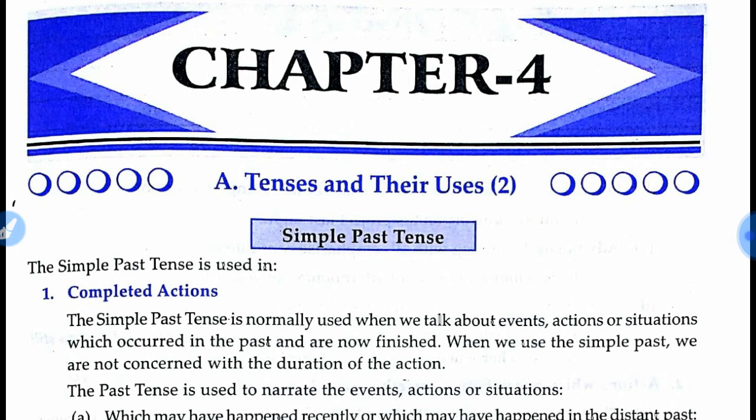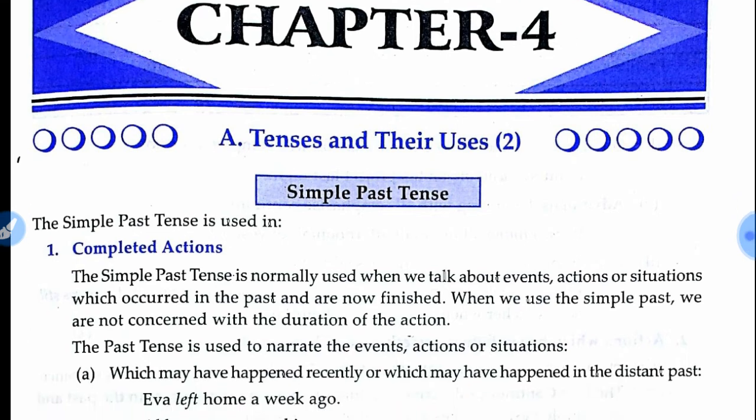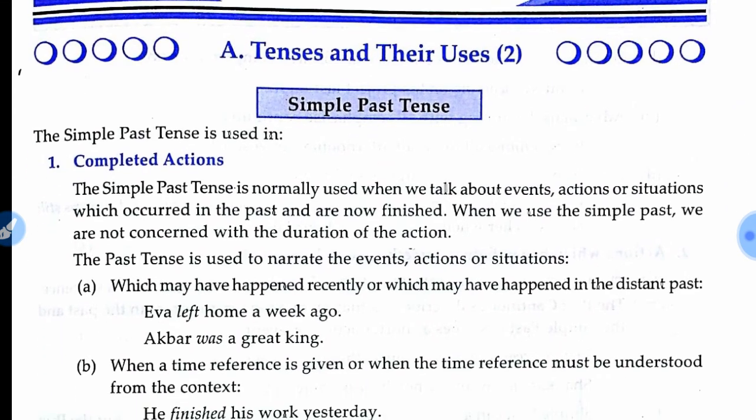Now we shall move to Chapter 4, the continuation of the tenses and their uses, Part 2. Here we will discuss past tense, all four forms of past tense, and the future tense. First, we will discuss past tense: simple past tense, past continuous tense, past perfect tense, and past perfect continuous tense. So, let us see first of all simple past tense.